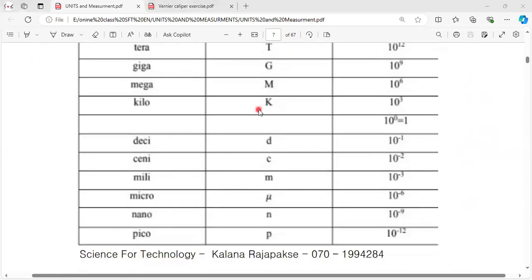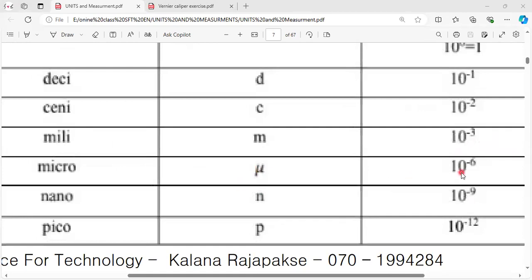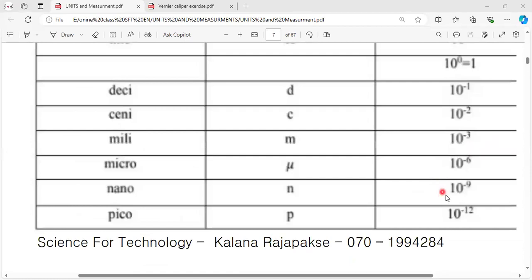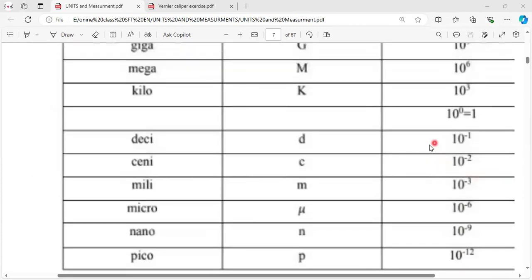Here you can see, starting from the simplest one, millimeters, micrometers. This is the symbol for micro, actually. It is 10 to the power minus 6. Milli means 10 to the power minus 3. Nano means, you can see the connection, the difference is by 3, right? 3 plus 3 is 6, 6 plus 3, 9, like that. However, in the latter case, if you go from milli to centi, it is 10 to the power minus 2. Decimeters, 10 to the power minus 1.